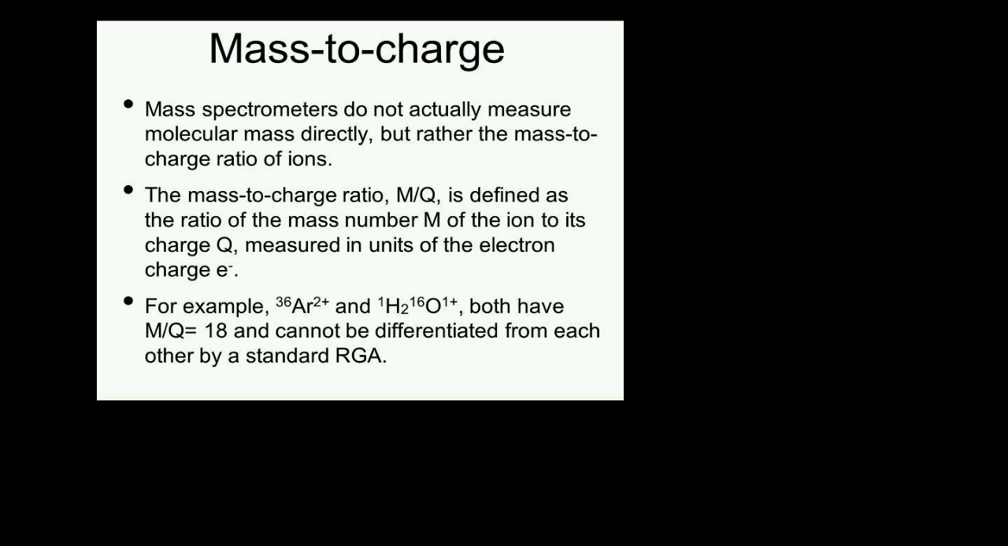The other important concept that we need to cover is that whereas we already talked about the mass of ions and what units are used to report the masses of ions in a mass spectrometer, it's important to keep in mind that mass spectrometers do not measure molecular mass directly, but always measure the mass-to-charge ratio of ions. So the mass-to-charge ratio is defined as the ratio of the mass number, m, of the ion, divided by its charge, q, measured in units of electron charge, e.